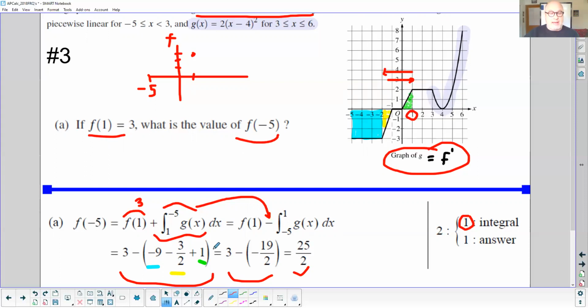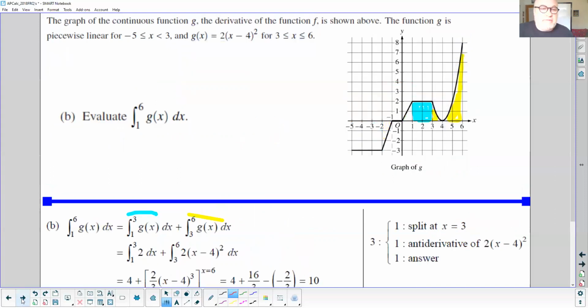Just a quick comment, how do I get all this? Well, this blue area is this rectangle. Very simple. It's 3 times 3, which is 9. But it's underneath, so it's negative 9. But really, if you're going backwards in time, you flip it to positive 9. That's why the minus is negative. And then this yellow 1/2 base times height is 3/2, so 1.5, and then the green, of course. So pretty simple start for letter A.